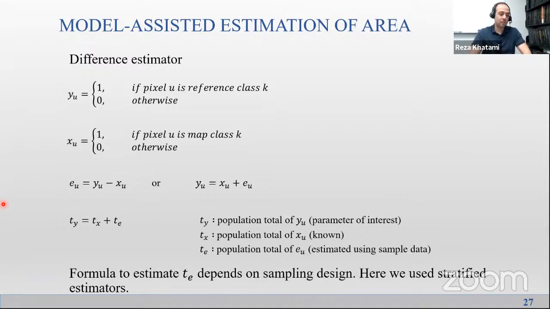To know Ty, we need to know Tx and Te, which are the population total for x and the population total for error. The Tx is known because we have full coverage for x, and Te can be estimated based on a sample. Because we have the sample from accuracy assessment, we can use the same sample to estimate the total value of error. And because in our research we use a stratified sampling, we use the stratified estimator to estimate the total value of E.